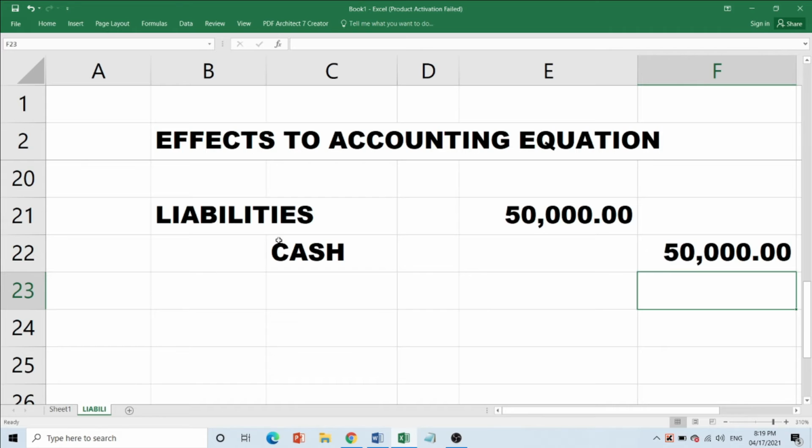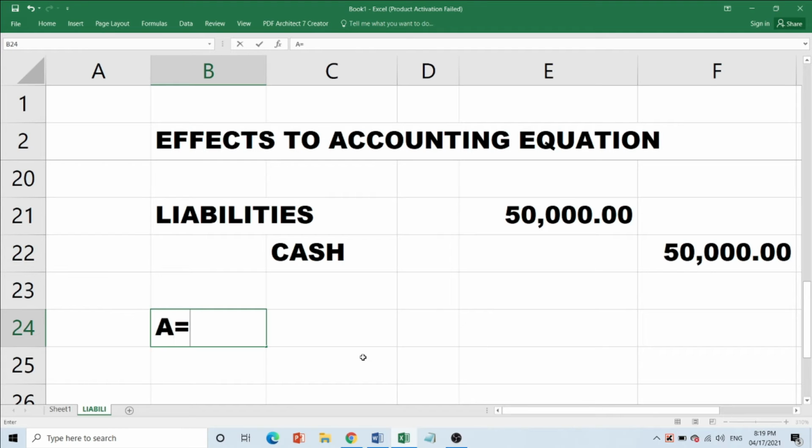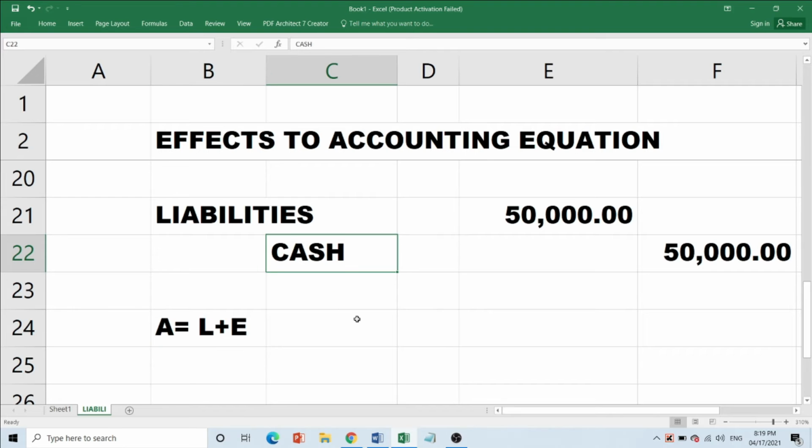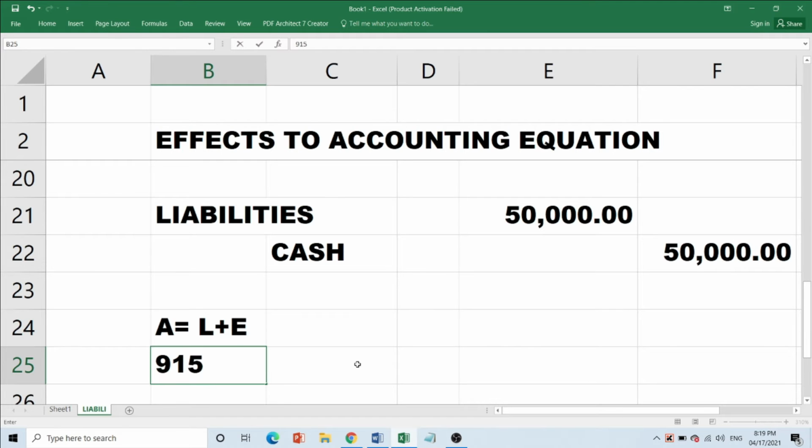Okay. Liabilities, cash, equity. Let's analyze if ano yung effect nito doon sa ating accounting equation. Assets equals liabilities plus equity. Assets, may effect ba sa assets? Yes, assets normally has a debit balance. Pero tingnan mo kung anong ginawa. Nasa right side siya or sa credit side. Since nasa credit side sa cash at asset siya, meaning nag-decrease ang ating asset. So, that must be decrease of 50,000.